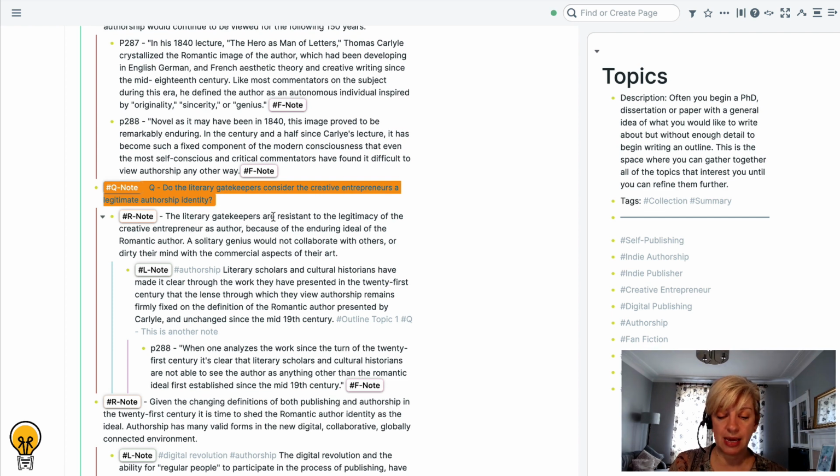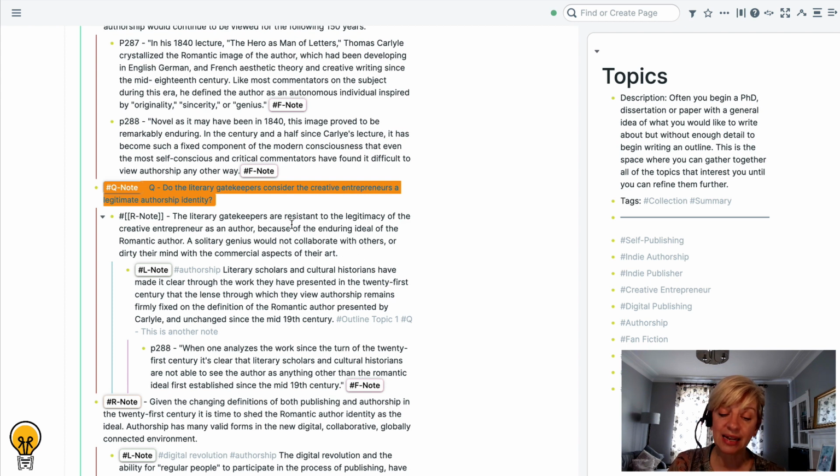The literary gatekeepers are resistant to the legitimacy of the creative entrepreneur as an author because of the enduring ideal of the romantic author. A solitary genius would not collaborate with others or dirty their mind with the commercial aspects of their art.